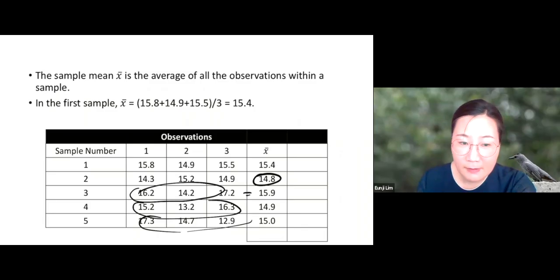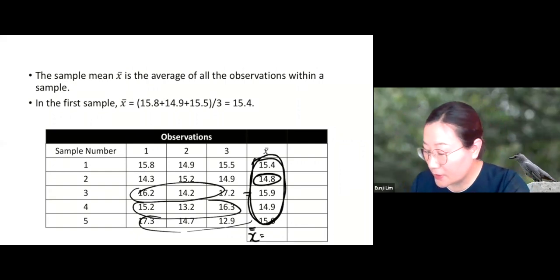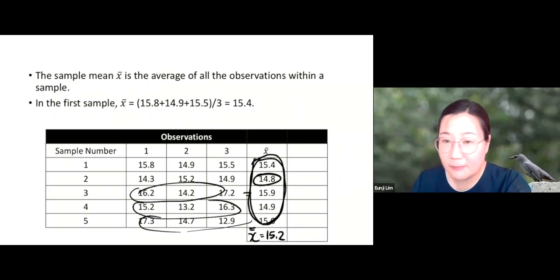Okay. Now you have the sample means, and then you're going to average all of these sample means. And this is called X double bar. This is the average of all of these. So this turned out to be 15.2. You add them up, divide by 5.